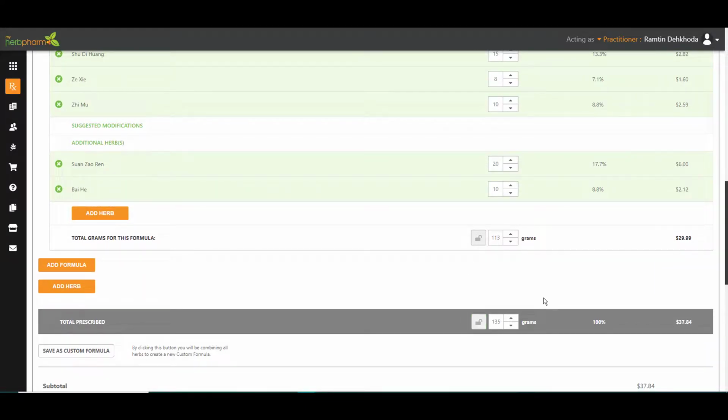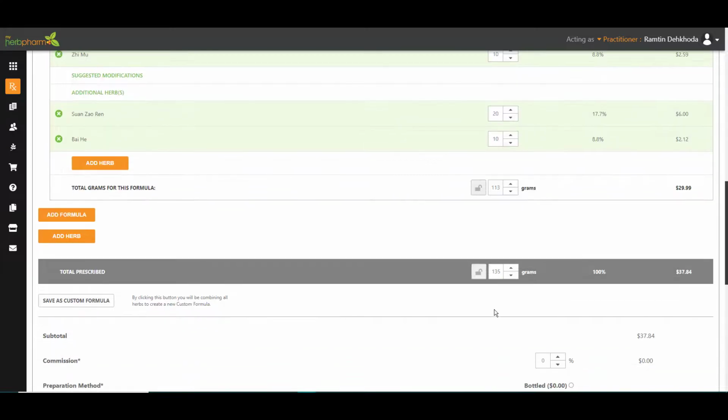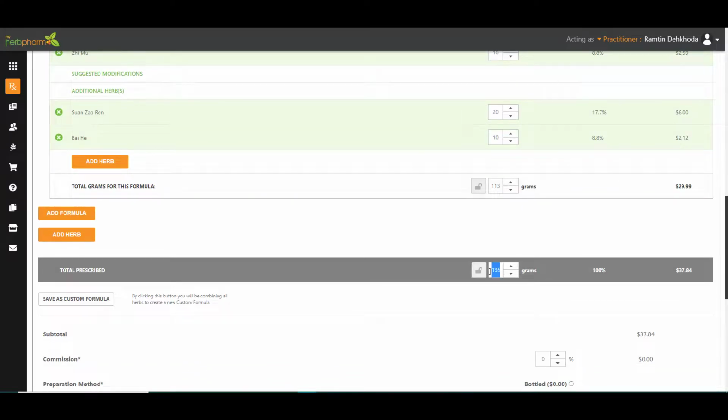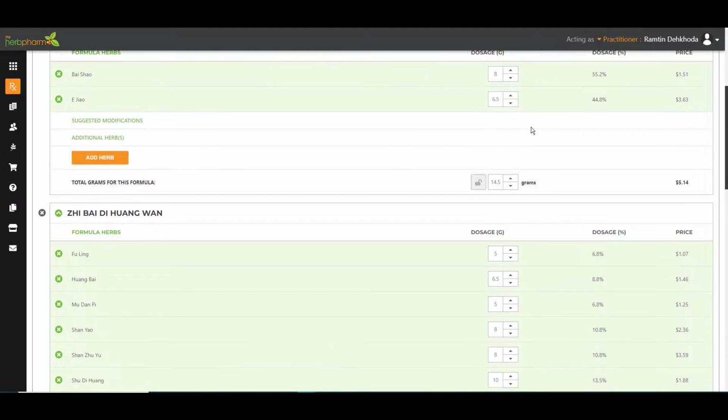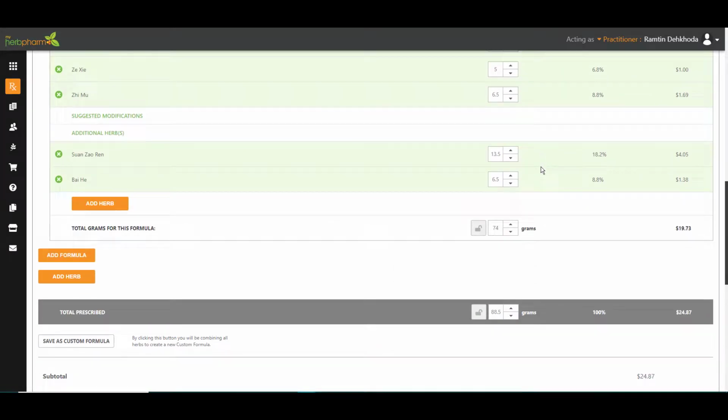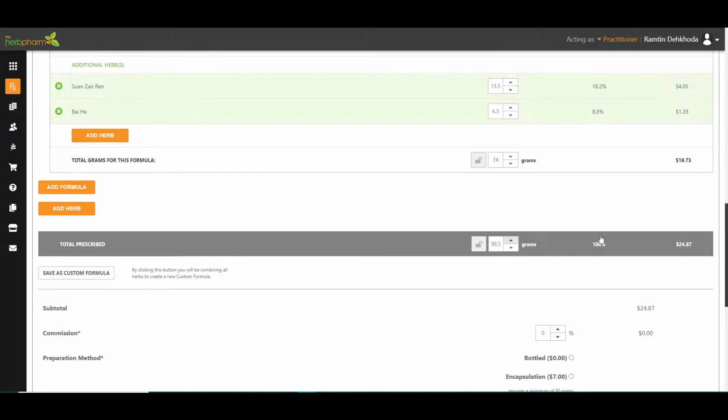And at any given time, you want to change that dosage of the total formula and be like, oh, you know what, I only want this for 10 days. You can just type it in right here. I want 90 grams, and boom, instantaneously, all the dosages change again in that formula. This saves a lot of time and a lot of guesswork.